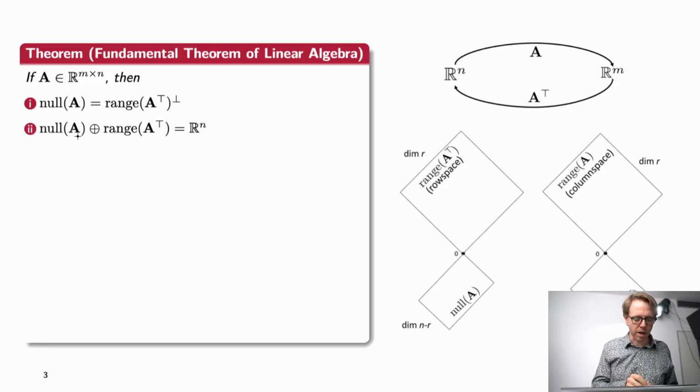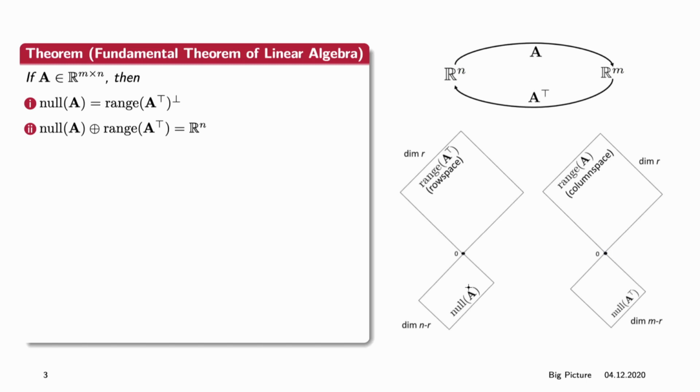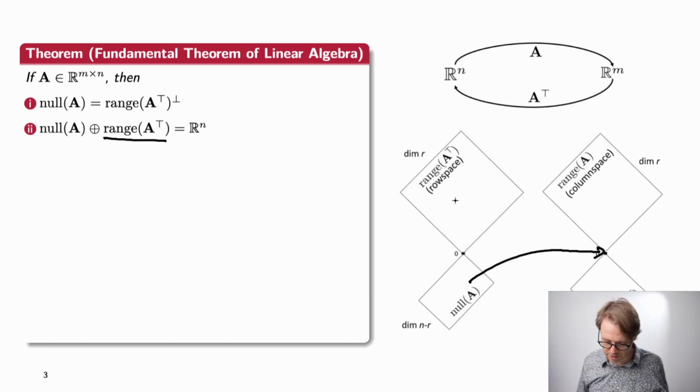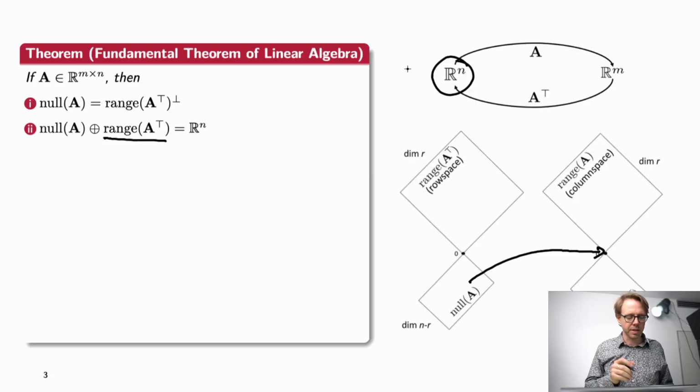The second part says that the null space of A, so the set of vectors that, if we multiply them, map exactly to 0, if we perform the Cartesian product of this null space with the range of A transpose, we get all of Rn back. Now note that we have agreed that the first part, for now, we can believe to be true.